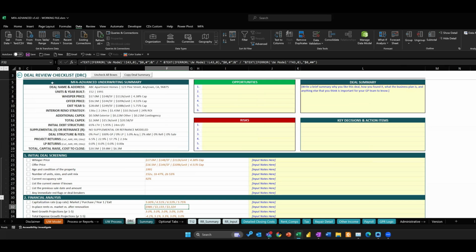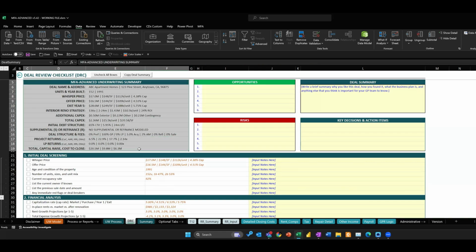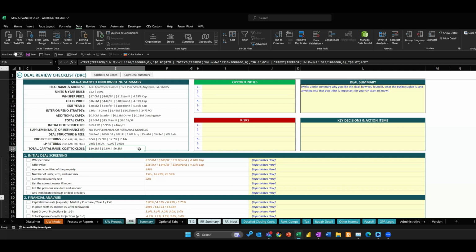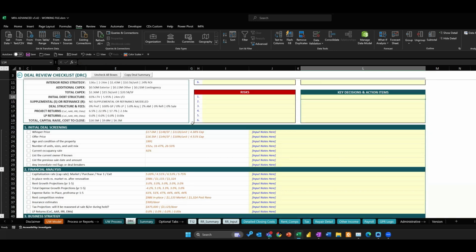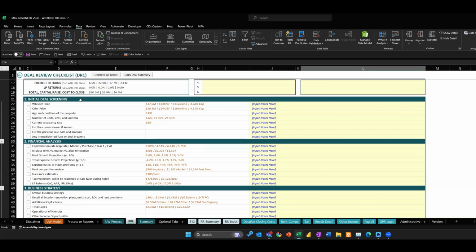It's pretty self-explanatory. It has this summary. So this is just a very brief underwriting summary. The pricing, the strategy, the debt, and the returns are all located here. I will list key opportunities for the property. I'll list the key risks, write a brief deal summary, and then this table really is just to capture any key decisions or action items as a result of our meeting so that we keep a record of that. And then you can see it's literally a checklist. The initial deal screening, did we talk about whisper price, offer price, right? So you could just go through and check these off, right? You just go down the list.